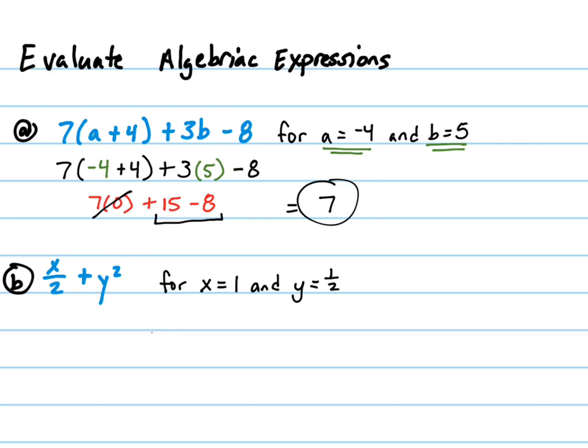Same idea for question B. So we'll plug in what we have. We've got 1/2 in for x, so 1/2 plus in this case we've got 1/2 squared. So we're going to take care of our parentheses part first. That's going to give us 1/4 plus 1/2. Well, in this case, 1/2 plus 1/4 I know to be 3/4, or if you like working in decimals, 0.75.